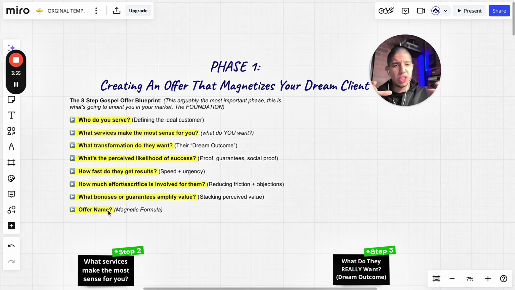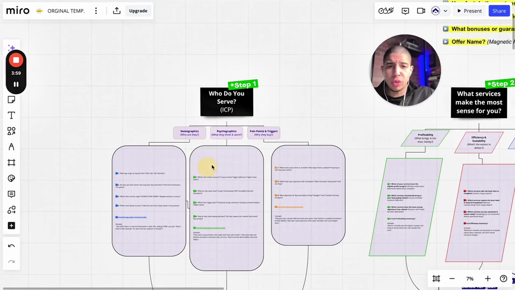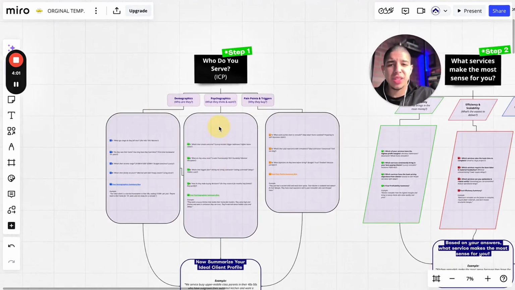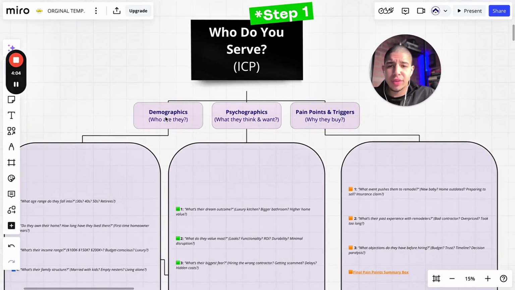And then the offer name, actually creating an offer that brings all that stuff that we just talked about into one offer name, right? And so it starts with step 1. Who do you serve? Who's your ICP, your ideal client profile? So we have demographics, we have psychographics, and then pain points and triggers.